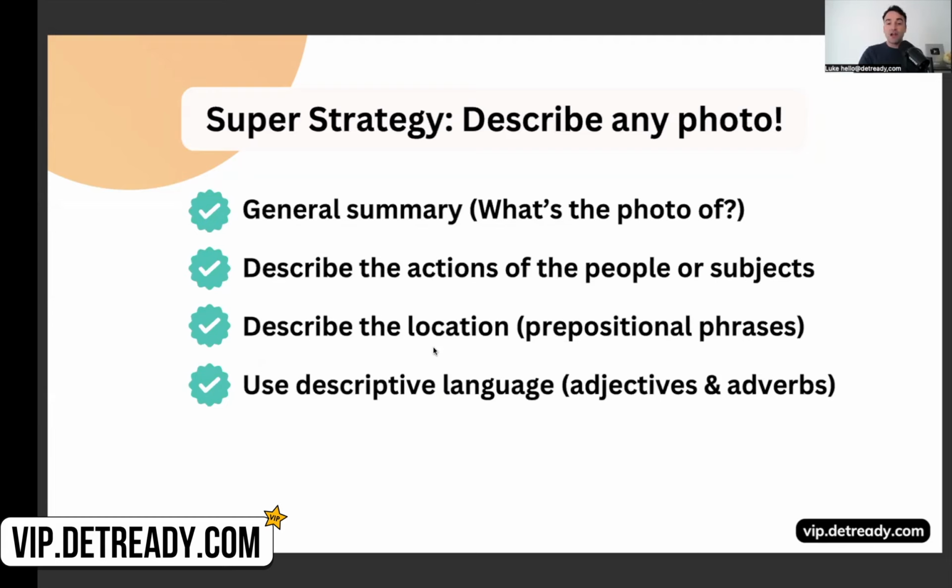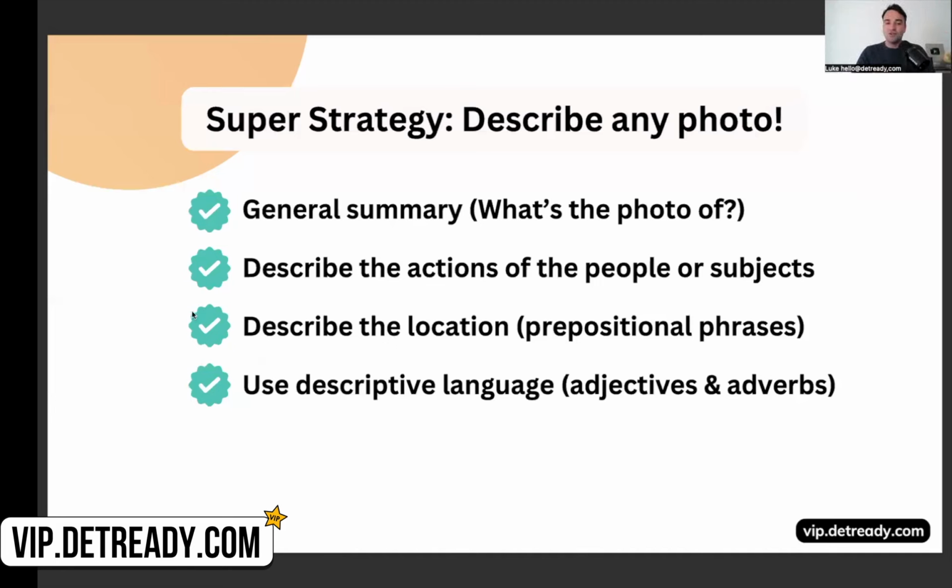Next up, you can describe the location. Where are things located in the photo? And to do this, you need to use prepositional phrases, which is good because these are high scoring phrases. These are quite advanced. So describing the location. For example, I can say, my YouTube plaque is directly behind me. Directly behind me is a prepositional phrase. It's just describing the location of this thing in my photo currently.